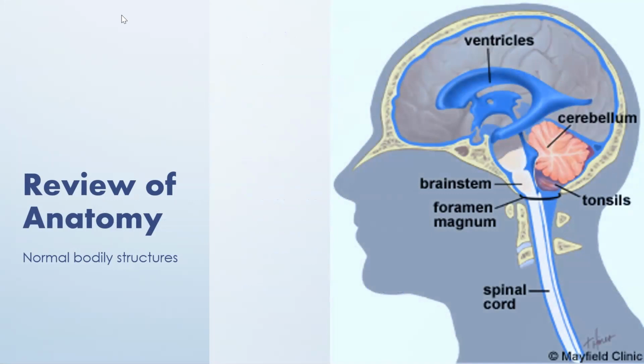Here we have an image displaying some of the structures we've talked about, including the cerebellum, the cerebellar tonsils, ventricles, brainstem, the opening of the foramen magnum, and part of the spinal cord.